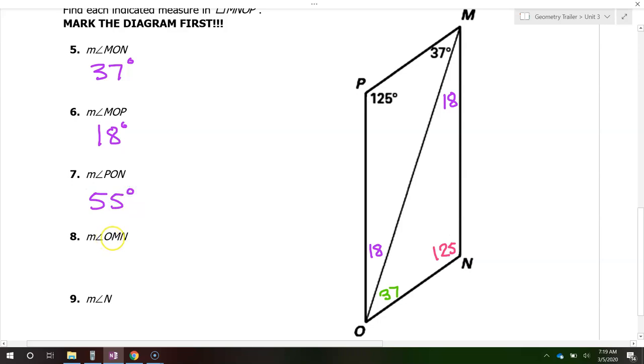How about angle OMN? All right, so from O to M to N. So that is 18. All right, and then angle N. Well, that's clearly 125 degrees.